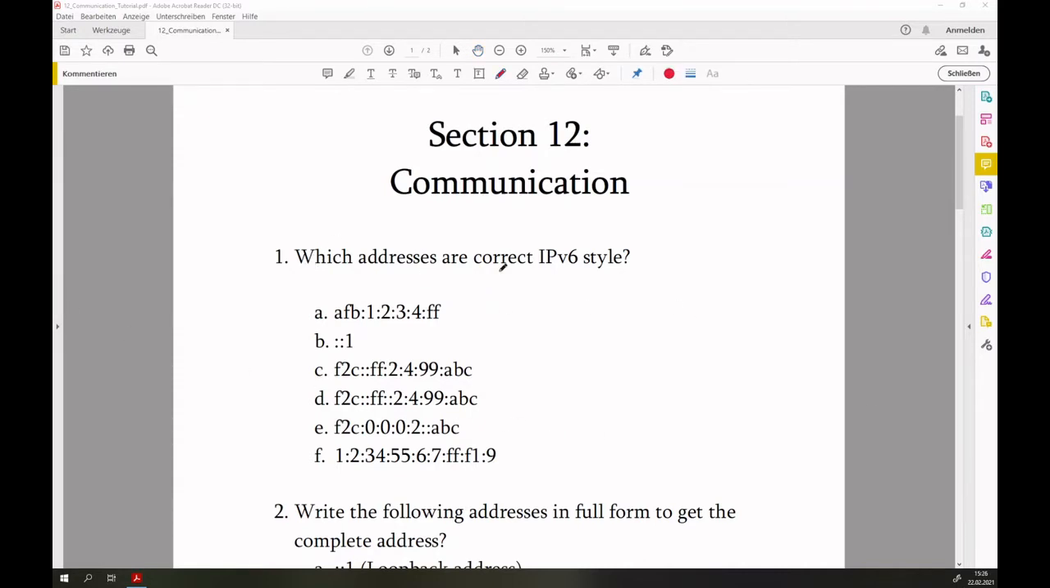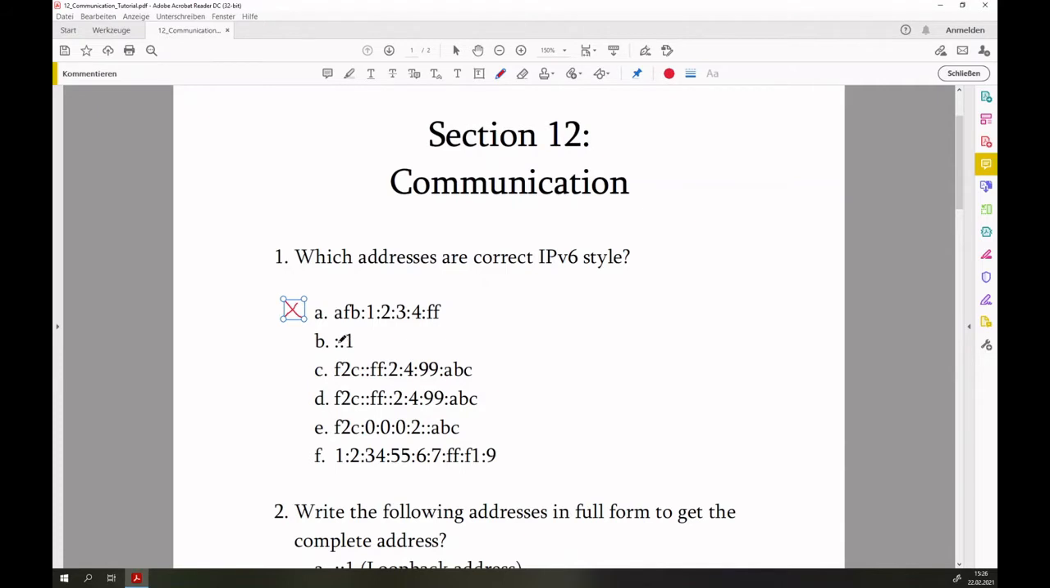So in question 1A, we should check if the address is correct. So what you can do is, first of all, you count the number of blocks. You should always have 8 blocks. 1, 2, 3, 4, 5, 7. So you don't have 8 blocks. If you don't have 8 blocks, there must be a sequence of zeros, which is represented with the double colon mark. And therefore, you have to check this, though there is no double colon mark. So therefore, this address is not correct.